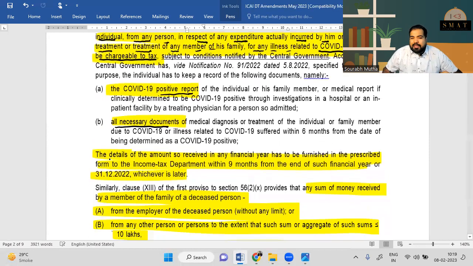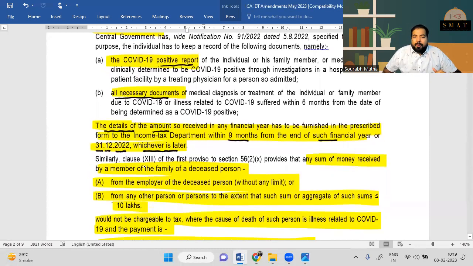And guys, the details of these have to be submitted within 9 months from the end of the financial year or by 31st December 2022, whichever is later. So you need to tell the government that this has happened with you. All right. Here again, guys, there is another provision, very interesting. Not actually something that is good.